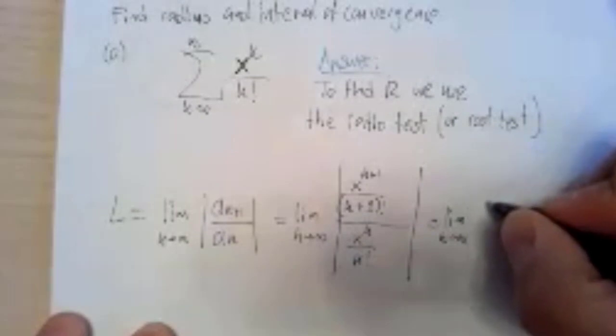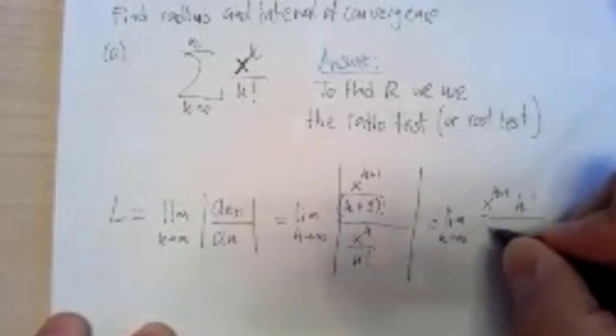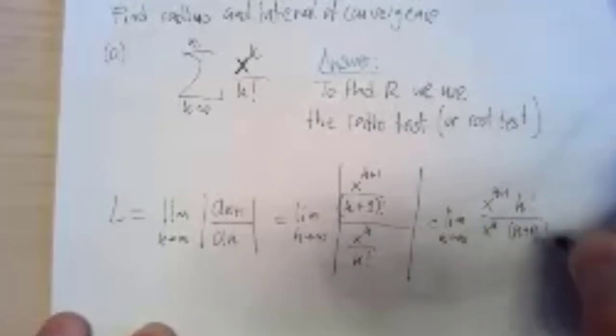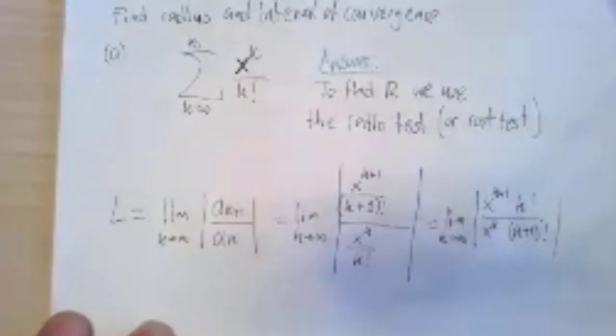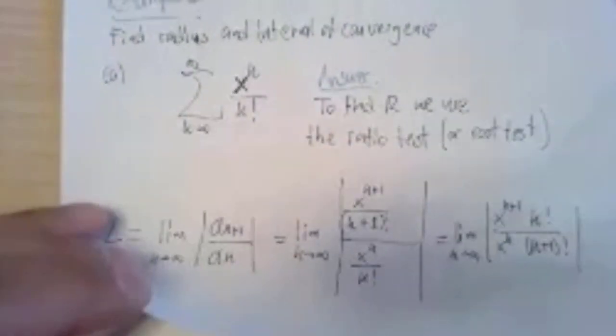So this would be x to the k plus 1 times k factorial divided by x to the k times k plus 1 factorial. And we still have the absolute value bars, right? Okay, next.